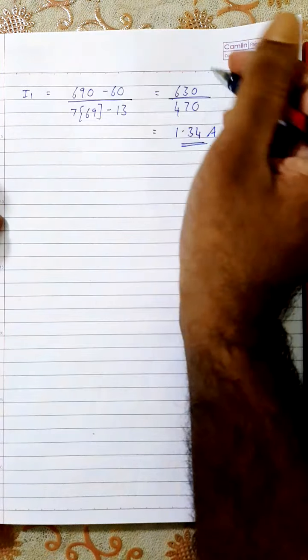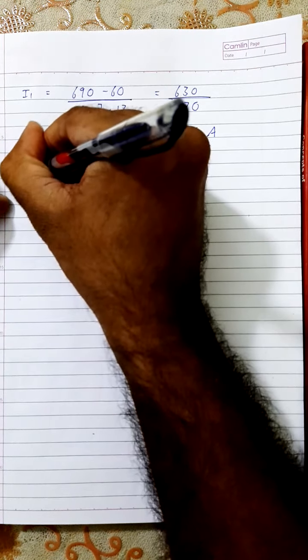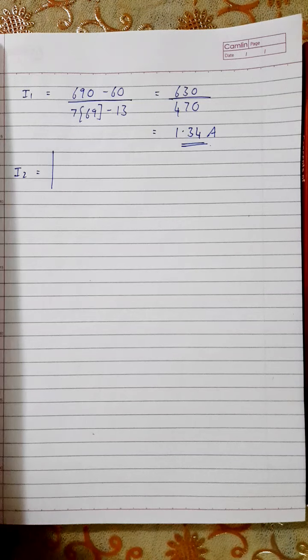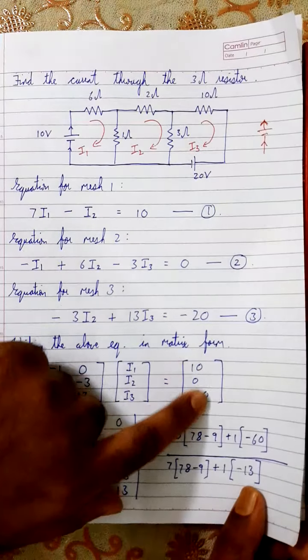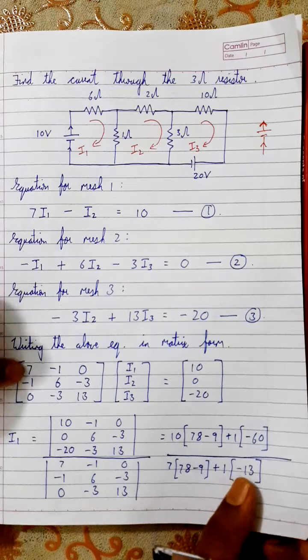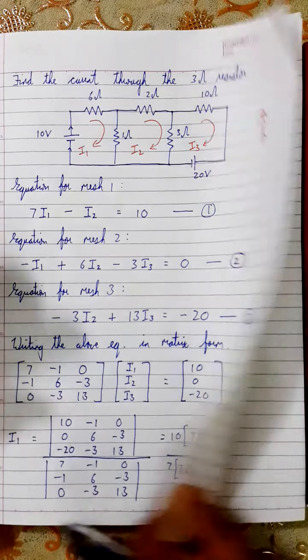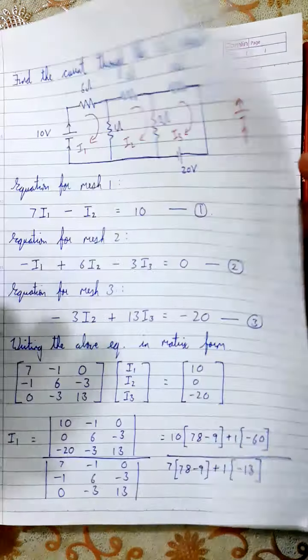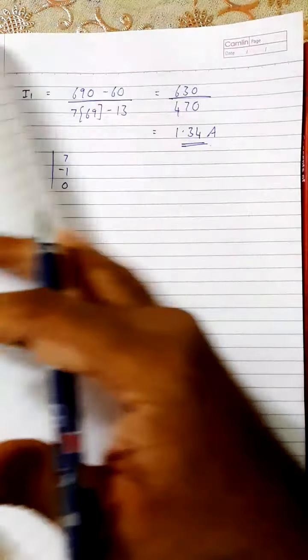Next I'm going to find the value of I2. To find the value of I2, the second column must be replaced with your voltage source, and the remaining columns are the same, which means the first column is 7, minus 1, 0. The second column is 10, 0, minus 20.